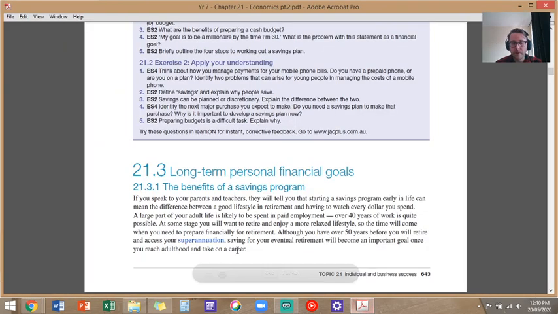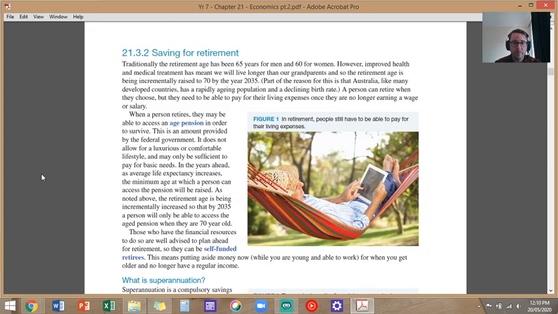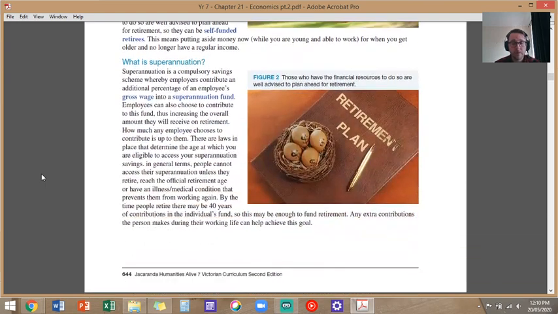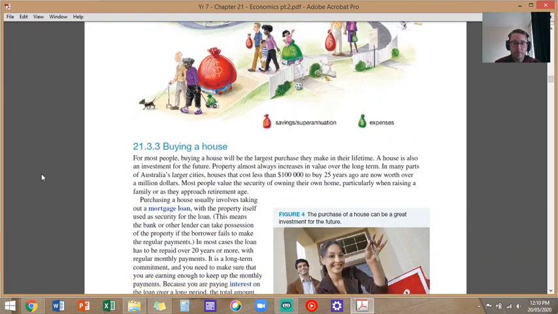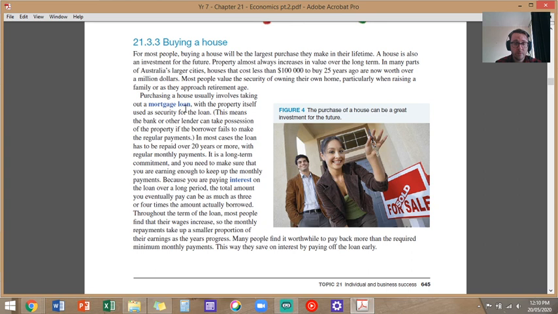So if I go to chapter 21, remember it's 21, not 20, you'll see it's long-term personal financial goals. How very appropriate. They talk about superannuation, the pension, retirement, and how do I buy a house, a loan, obviously, a mortgage loan, that's just a loan that's specific for a house. So a loan is still a mortgage loan, but a mortgage loan is just one that they use specifically for a house. Anyway.